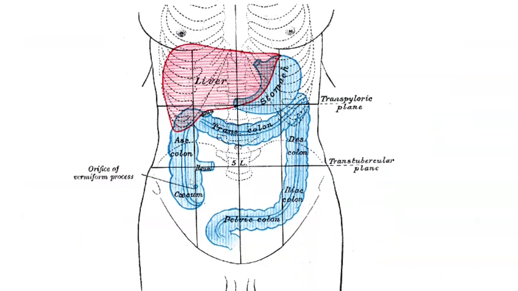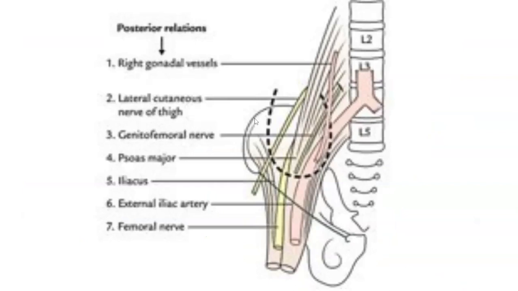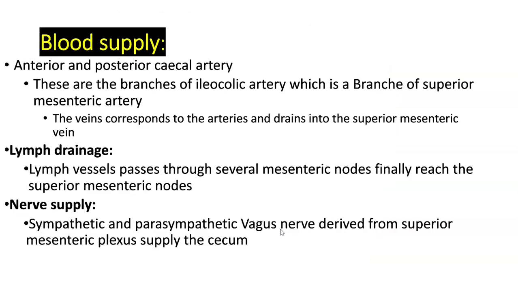So as you can see here, the cecum lies in the right iliac region. Posterior relations: it has the gonadal vessels, the lateral cutaneous nerve, the genitofemoral nerve, the psoas muscle, the iliacus muscle over here, the external iliac artery, and the femoral nerve.